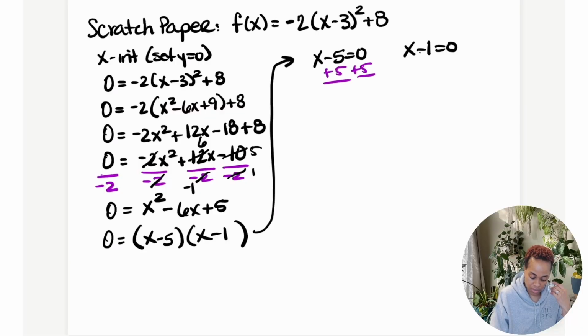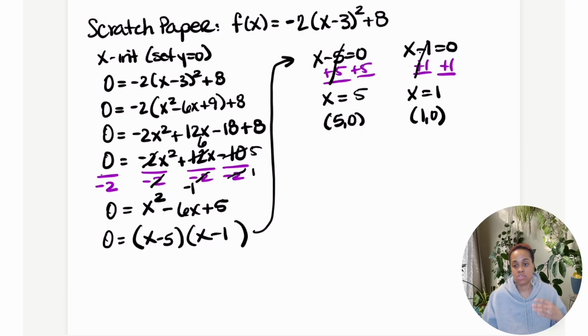And then we're going to add 5 on both sides. When we do that, we have x equals 5, right? Because that subtracts out. And then same thing here, we're going to add 1 on both sides. And when we do that, this goes away, so we have x equals positive 1. So this is the point (5, 0), and this is the point (1, 0). So when y is equal to 0, x is equal to 5, and x is equal to 1.